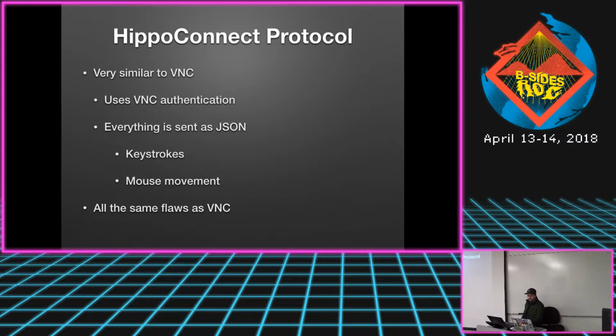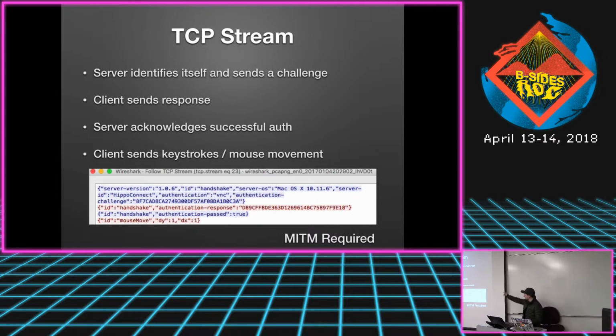So just like the protocol itself is pretty much like VNC, it uses the same VNC authentication scheme. And you can send keystrokes and mouse movements. So here's the Wireshark TCP stream. You can see JSON here, the server identifying itself, handshake response, and then the keystroke or mouse movements.